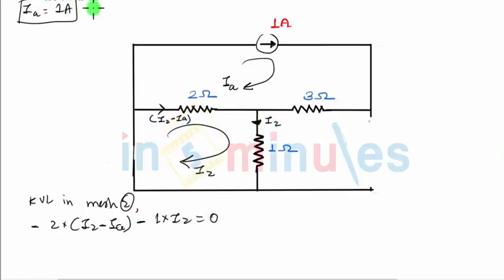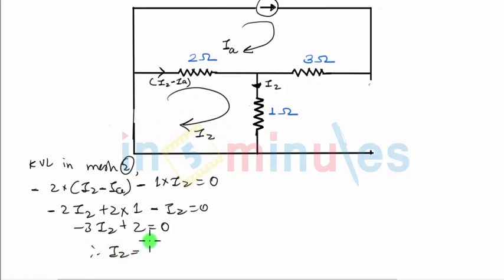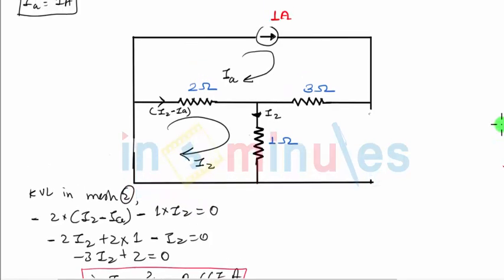Replace IA with its value which is 1 ampere, so we get minus 2 I2 plus 2 IA. IA is equal to 1, minus I2 equal to 0. This gives me minus 3 I2 plus 2 equal to 0, and that means I2 is equal to 2 by 3, and 2 by 3 will be nothing but 0.667 amperes. So that's the second value of the current that we are looking for. This is the value with keeping the 1 ampere current source active in the circuit.